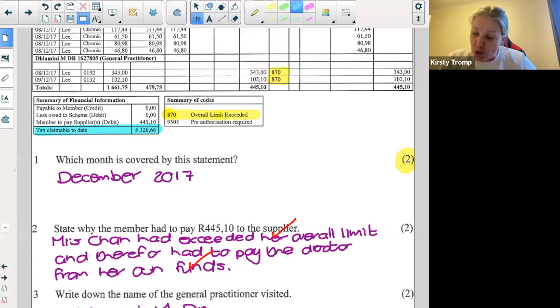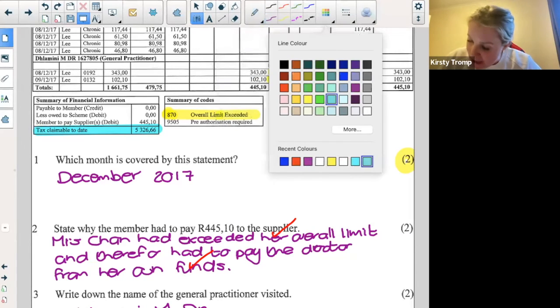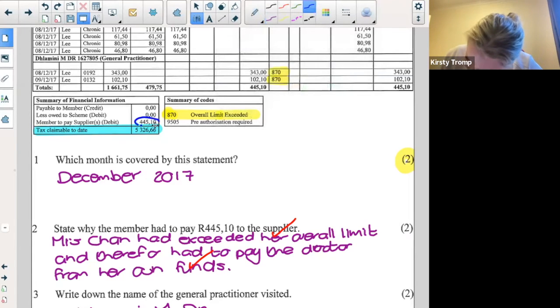So to get to this number, what would we have had? We would have had the figure from before plus this month's statement amount. So this month's amount, which was this figure over here, would have given us the tax claimable to date. So how am I going to calculate what it was last month? That's what they want to know. How am I going to calculate what the tax claimable to date was last month?